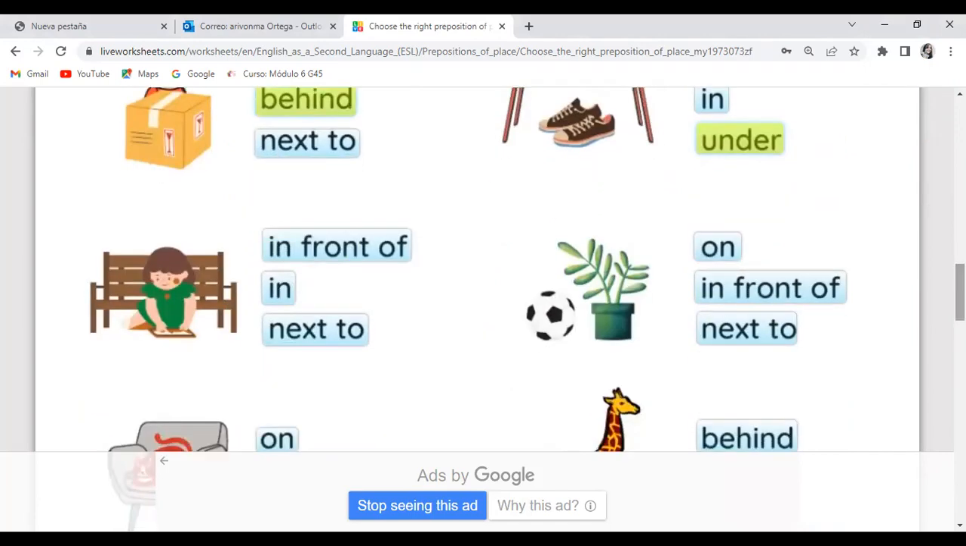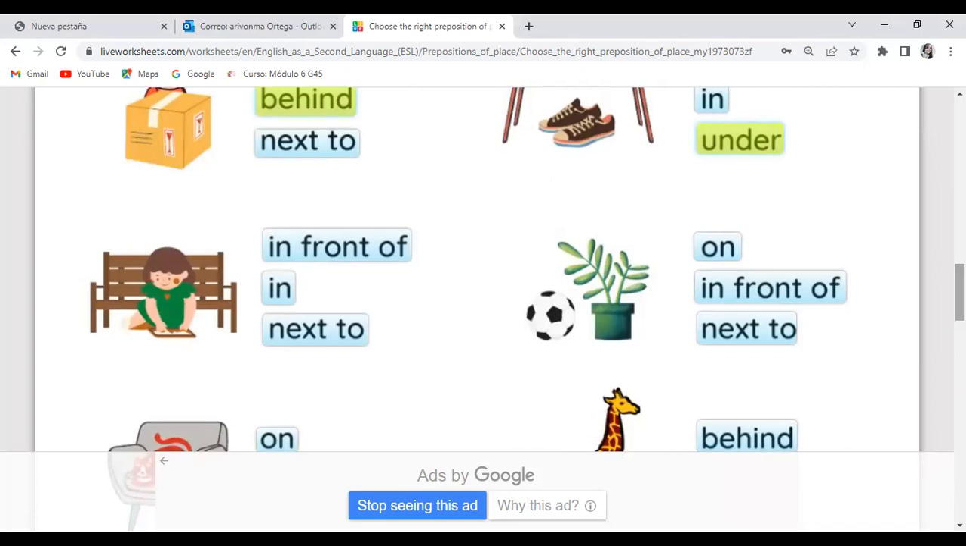Well, what about the girl in the green dress? Where is the girl in the green dress? Is she in front of the bench, in the bench, or next to the bench? Where is the girl in the green dress?